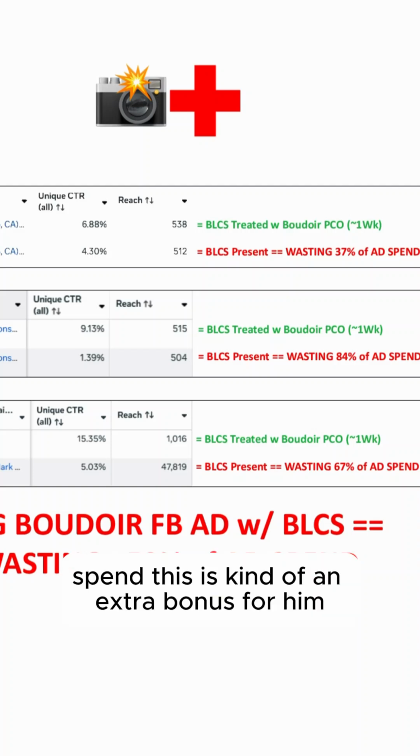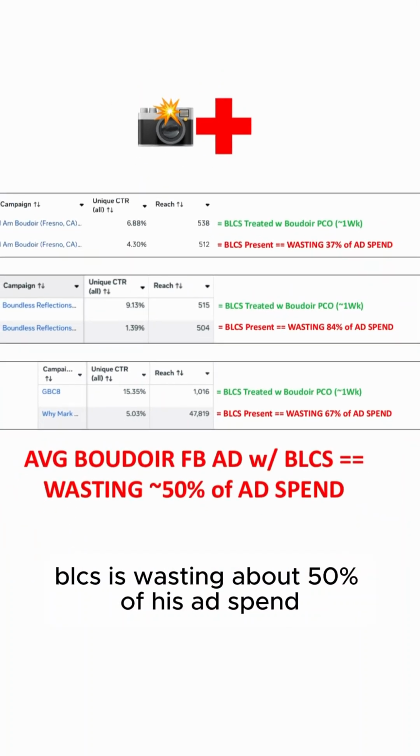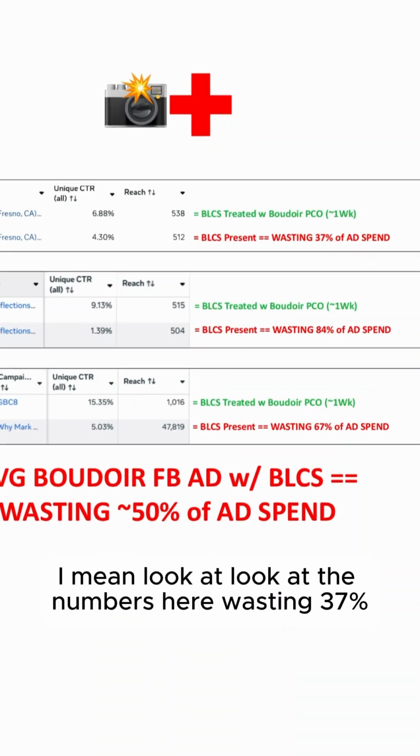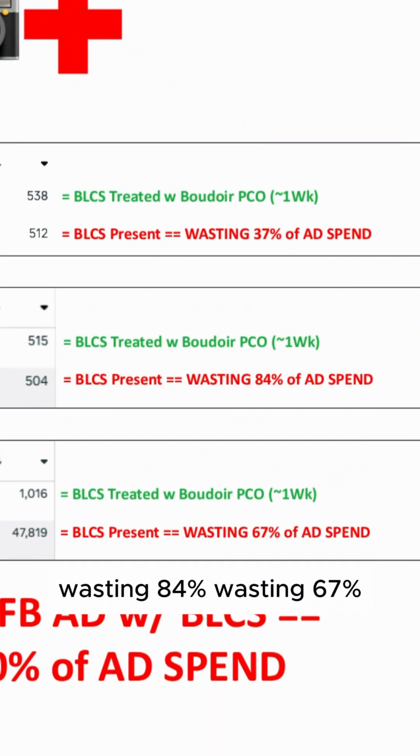Spend. So it's kind of an extra bonus for him. So the average Facebook ad with BLCS is wasting about 50% of its ad spend. I mean, look at the numbers here: wasting 37%, wasting 84%, wasting 67%.